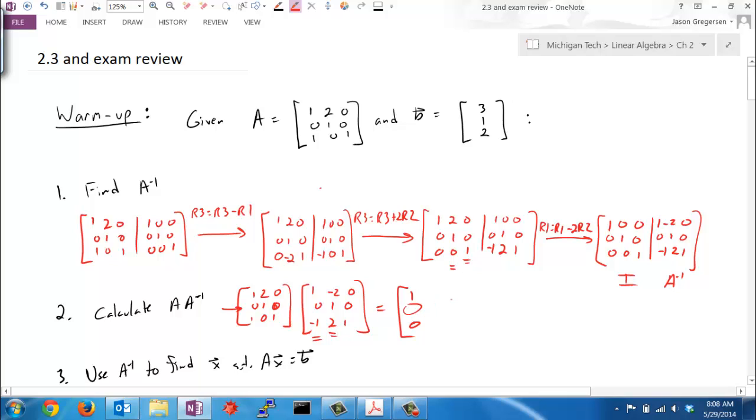I'll start working with the second column. This first position I'll get negative 2 plus 2 plus 0. And I will get 1 and negative 2 plus 0 plus 2. And I'll work with the third column. I'll get 0, 0, and 1. Now, looks like this simplifies to the identity matrix. Questions so far?